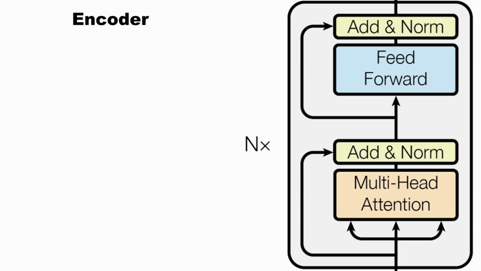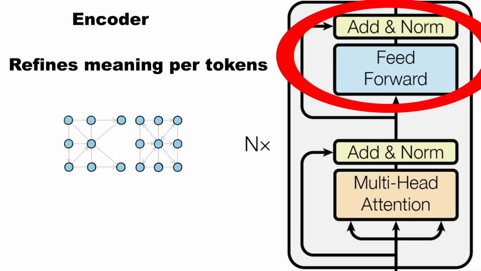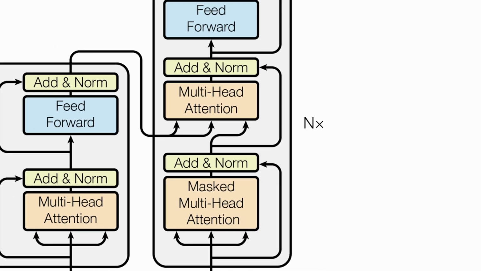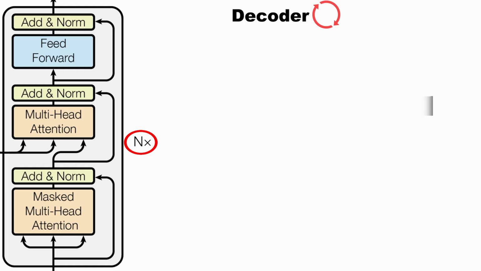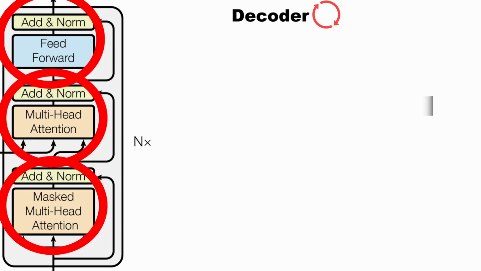The second sublayer is the feed-forward network, a small two-layer neural network applied to each position independently, followed again by another add and norm step. Now we move on to the decoder, which also consists of n layers. You can think of this as the part that generates the French translation one word at a time. Each decoder layer has three sublayers.